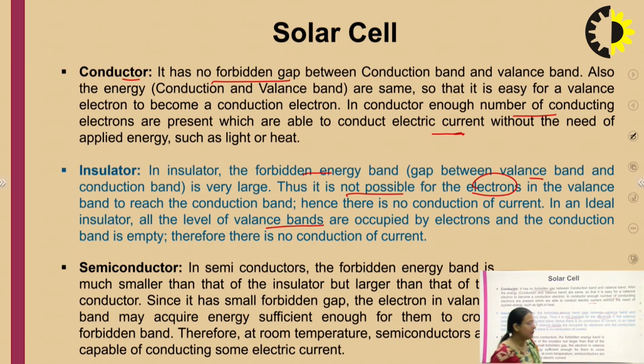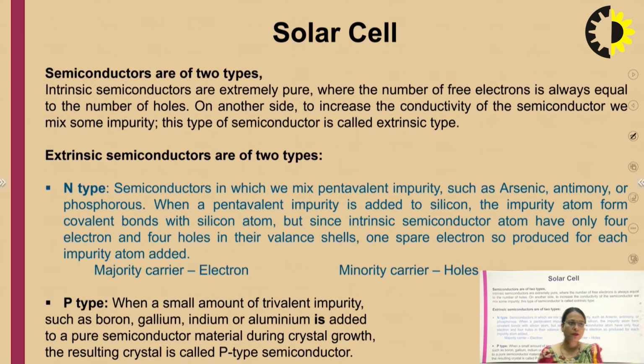When we are talking about the semiconductors, the forbidden energy band is very small compared to that of the insulator, but it is larger than that of the conductor. Because of the small forbidden gap, the electrons in the valence band can acquire sufficient energy, right, and can easily cross the forbidden band and move towards the conduction band, right. So at room temperature only the semiconductors are capable of conducting the electric current and producing the electricity, right.